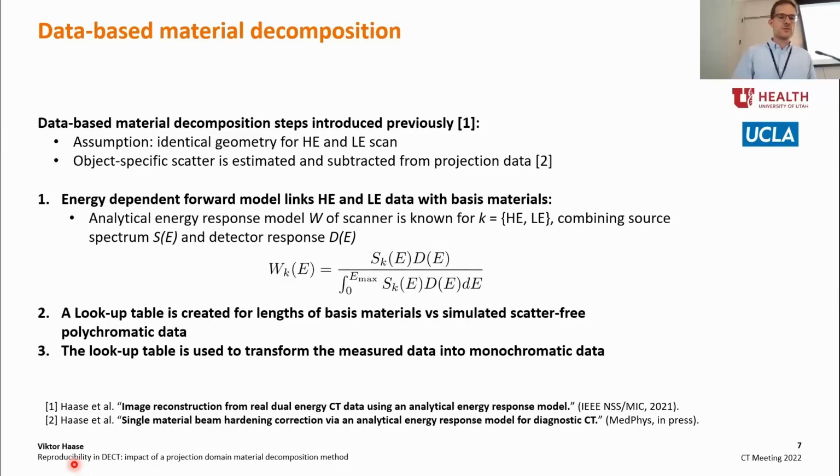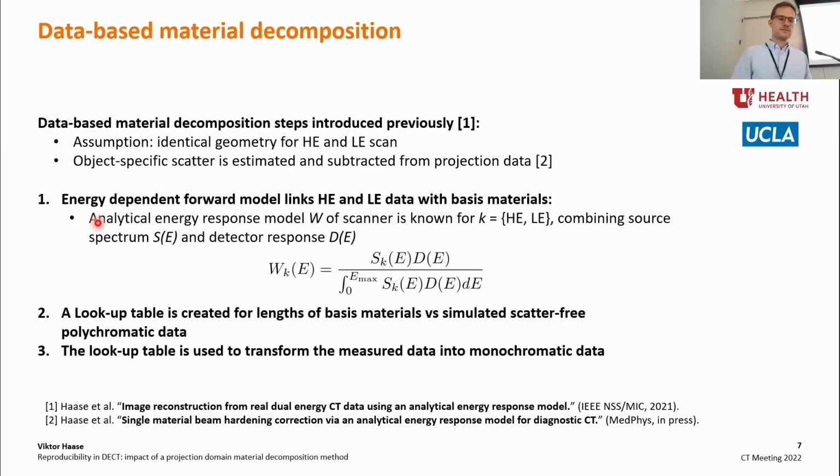For the data-based material decomposition here, this is an approach that we have previously introduced at last year's MIC. So in our case, we assume identical geometry for the high and the low energy scan, and we also perform an object-specific scatter correction before we do the material decomposition. So with this approach, we don't need calibration measurements, but we need knowledge of the spectrum of the system. And this is the information of the source spectrum and the detector response that is combined in this analytical energy response model. And if we know that, we can compute the energy dependent forward model or projection for the high and the low energy data.